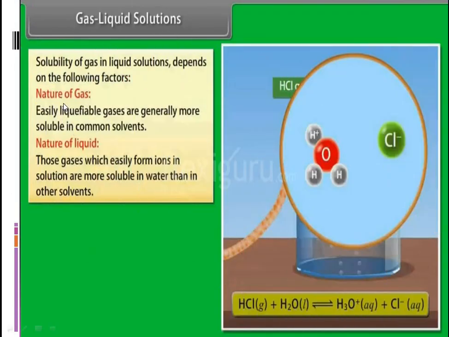We can see that there are two factors on which this solubility depends. First is the nature of the gas, second is the nature of the liquid. It depends upon the gas, whether it gets into the solvent or not, and it depends upon the liquid also, whether it is able to take up a gas as a solute or not. Here we have HCl gas, we mix it with liquid water and we get chloride ion and H3O positive. This is the scenario after mixing of HCl and water.